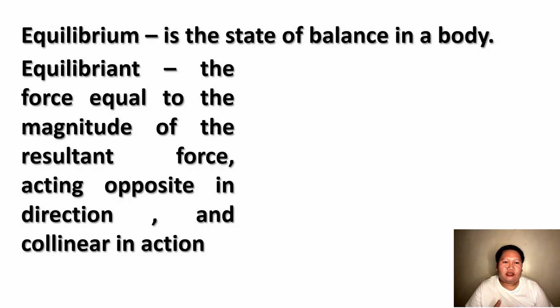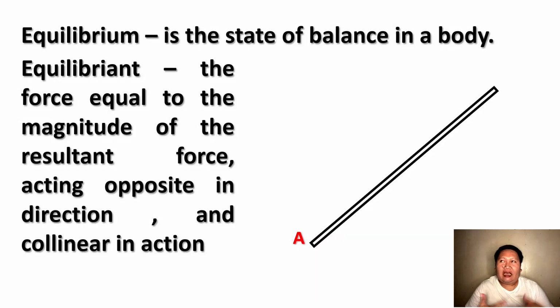We need that resultant for us to be able to equate that as our equilibrant to make it equilibrium. So it's actually the force acting in the opposite direction and collinear with the action of the resultant. If the resultant is vertical, then our equilibrant is vertical, and if our resultant is horizontal, then our equilibrant is also horizontal. In that manner, we'd be able to have it visualized.